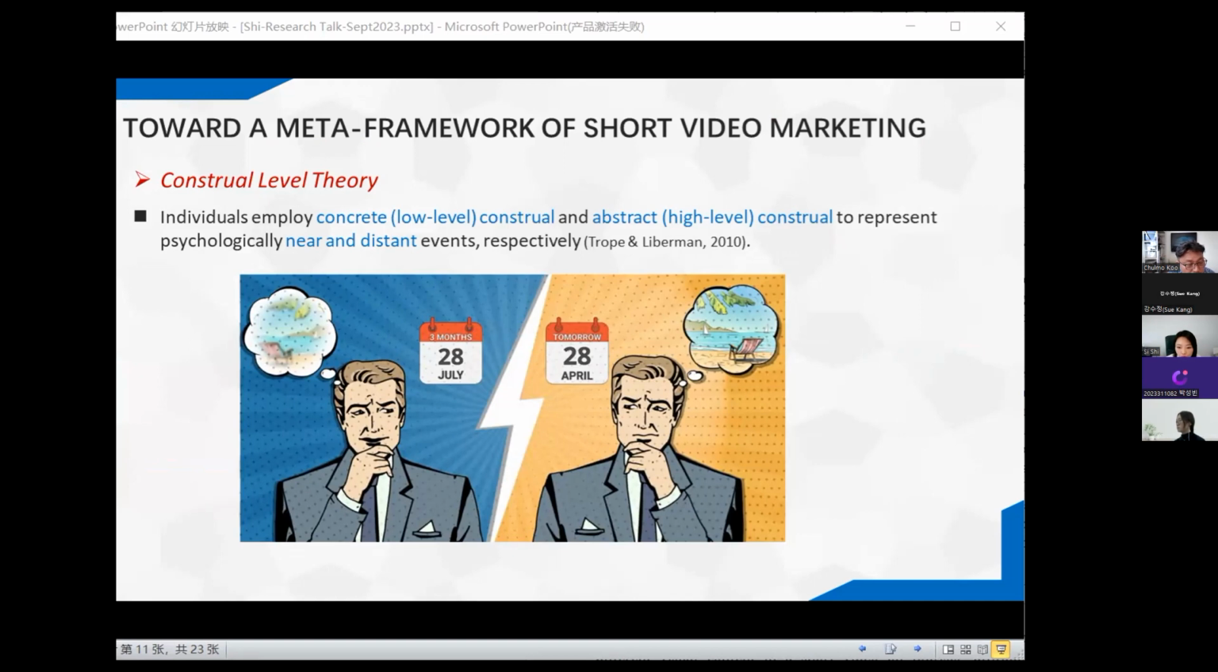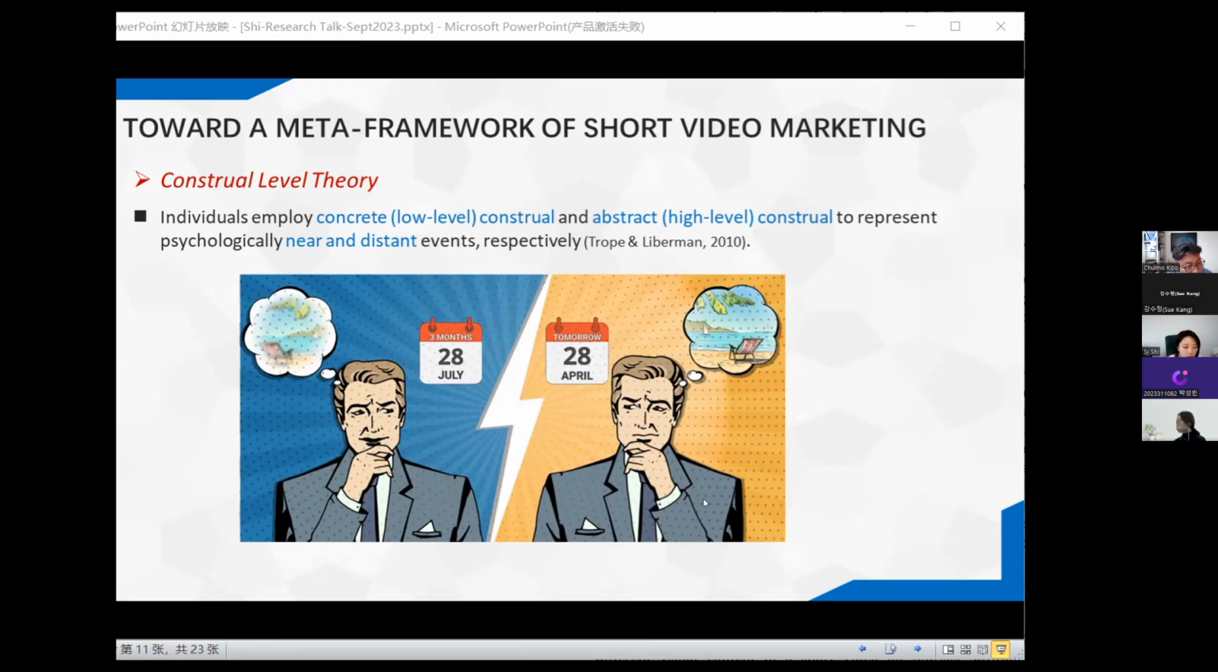So the different levels of mental control will impact the customer's prediction, evaluation, and processing of information. Specifically, when individuals are psychologically distant, far away from an event or object, they will think of the event or object more abstractly and focus on the broader perspective. That means they are in a high-level control. On the contrary, when they are psychologically close to an object or event, they will think of it more concretely and take a narrower perspective and focus on more details. In that case, they are in a low-level control.